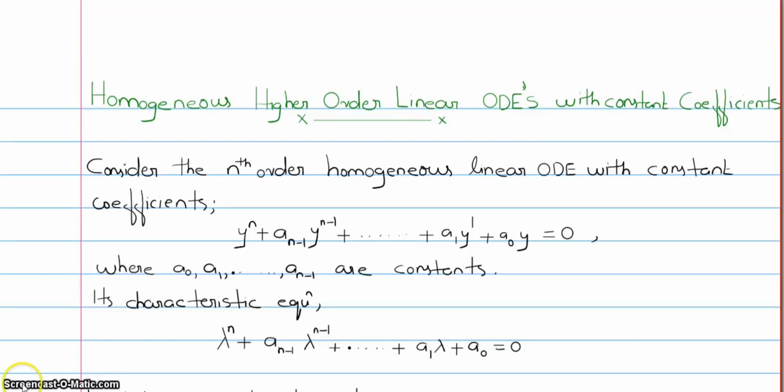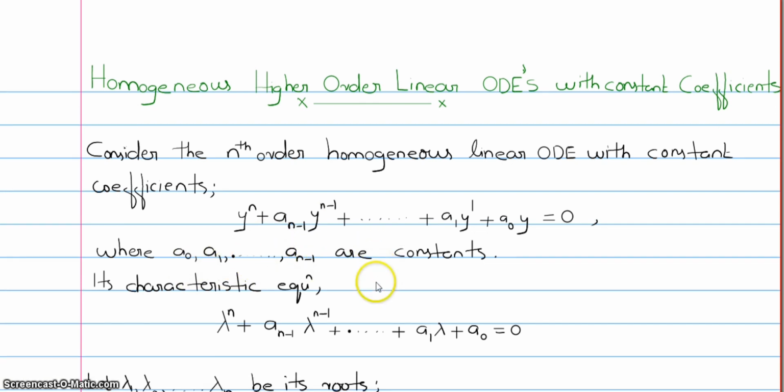Now let us discuss the homogeneous higher order linear ODEs with constant coefficients. So consider the nth order homogeneous linear ODE with constant coefficients as y^(n) + a_(n-1) y^(n-1) + etc. + a_0 y = 0. Here y^(n) and y^(n-1) are the corresponding derivatives of y, and a_0, a_1, etc., a_(n-1) are the constant terms.